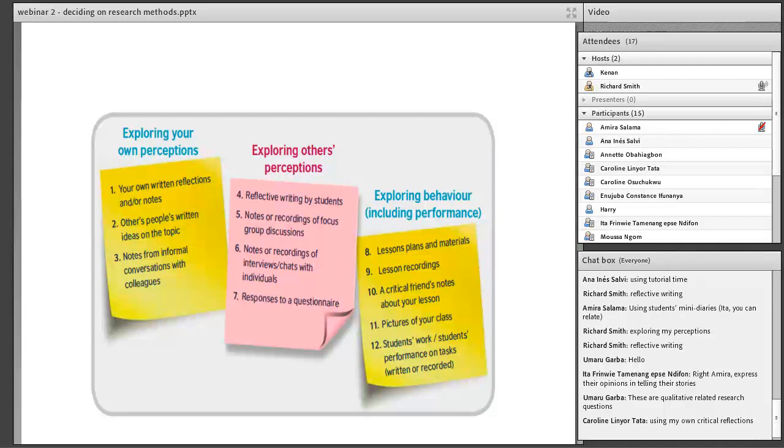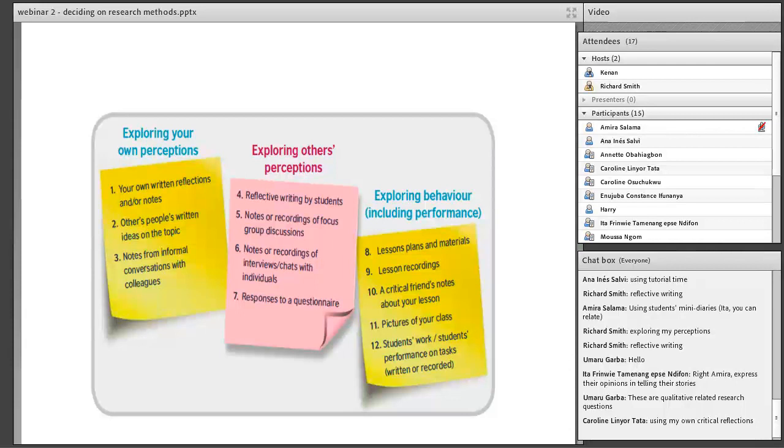Then exploring others' perceptions. If it's students, reflective writing by students, I mentioned that kind of 5-minute writing. You could have focus group discussions. It's a particular kind of interview, really, where you get a group of students together. You record it, or you keep notes as you ask them questions. You could have individual interviews or chats with individual students. That's number 6. Number 7, questionnaire.